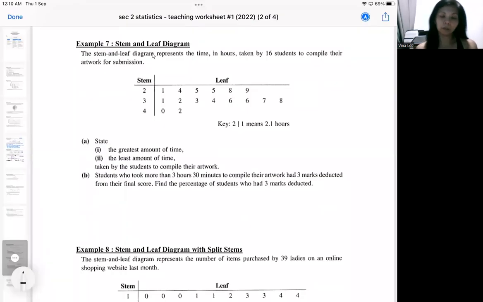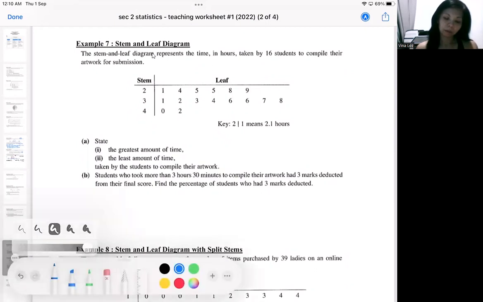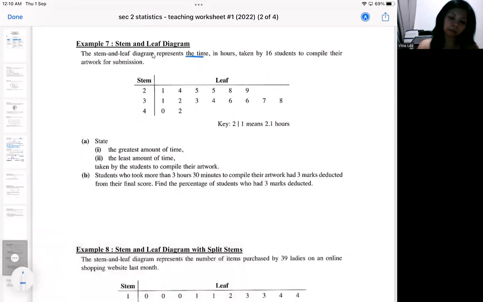So in this section, we're going to explore the idea of stem and leaf. The stem and leaf may not be so outright like a dot diagram. So where does the stem and leaf come from? For example, in example 7, we talk about the time in hours taken by 16 students to compile their artwork for submission.